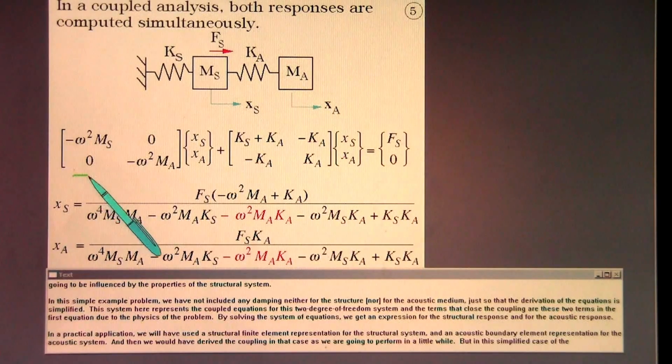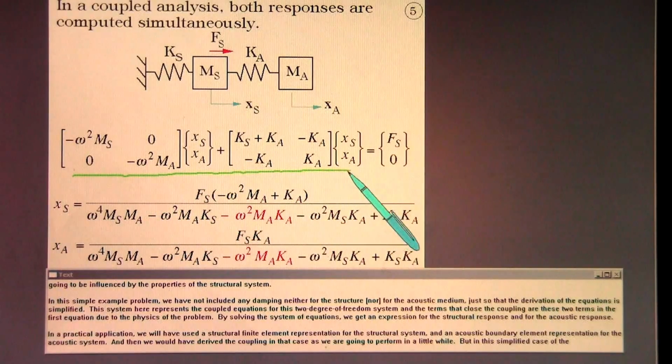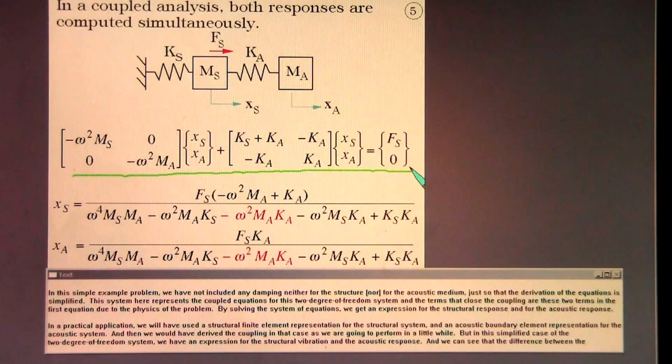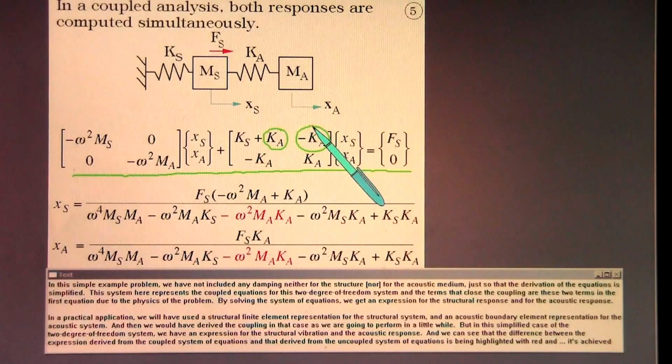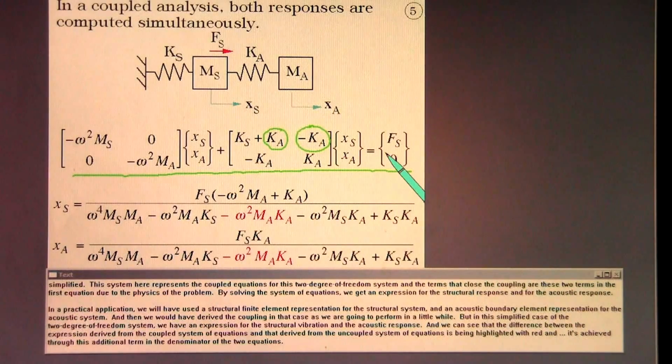This system here represents the coupled equations for this 2 degree of freedom system, and the terms that cause the coupling are these two terms in the first equation due to the physics of the problem. By solving the system of equations, we get an expression for the structural response and for the acoustic response.